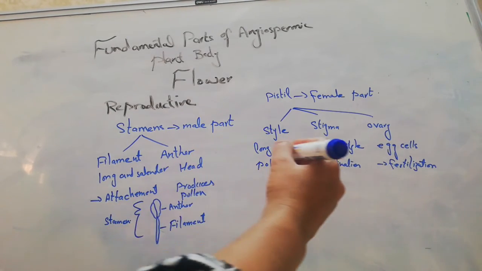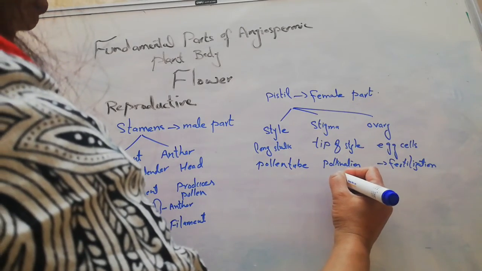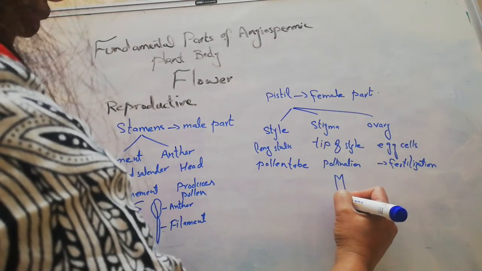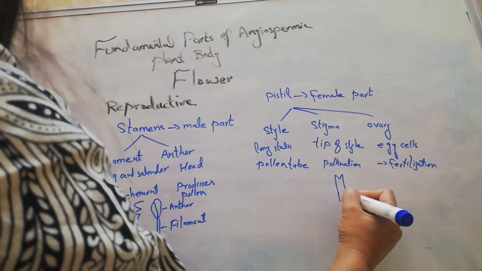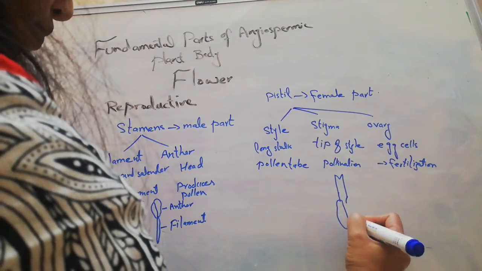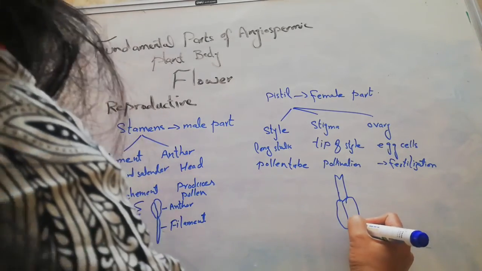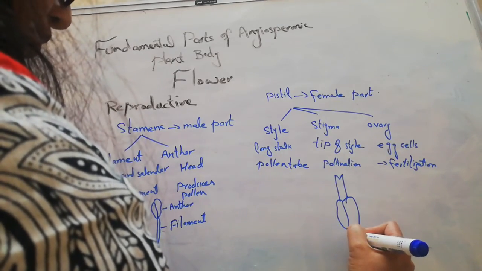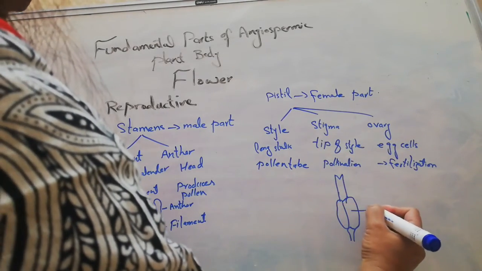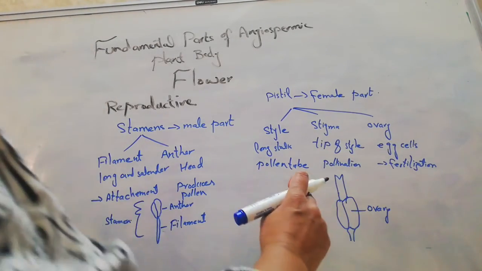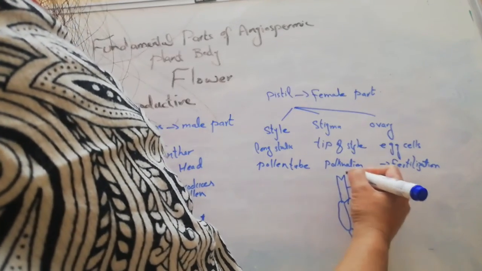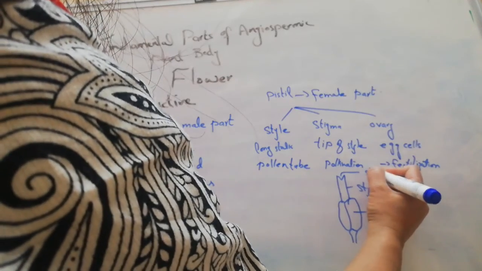So if we draw the ovary, you can see that this type of structure an ovary has. This is basically the ovary. This is the whole diagram of the pistil. This is style, and this portion is known as the stigma.